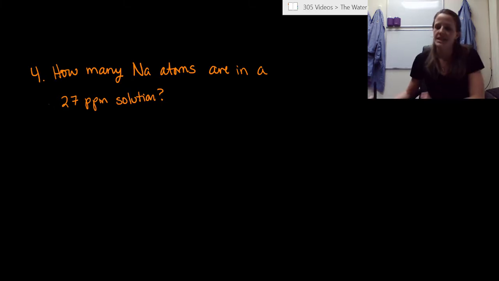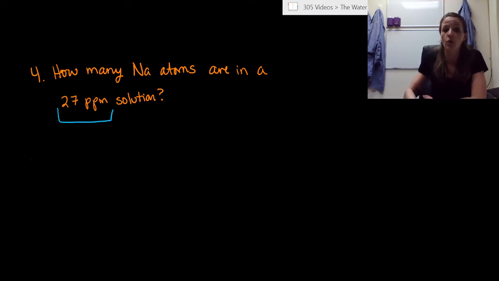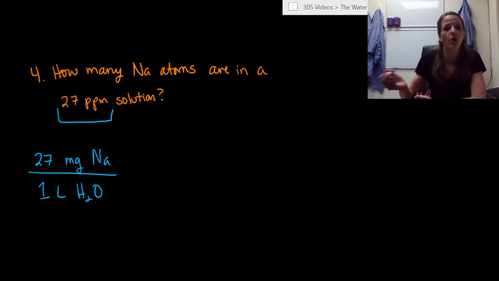Go. All right, this was a tricky one. Like I said before, I think this is the hardest problem, so we're going to go through this slowly. The first thing we want to do is look at this part. That's the only number we have. It's the only one we can use. So we have to start with 27 ppm. We've said before we don't like ppm. It's not easy for us to do dimensional analysis. So what we do immediately is convert it to milligrams of whatever, so this is sodium in this case, per 1 liter of solution, which in this case is going to be water again.